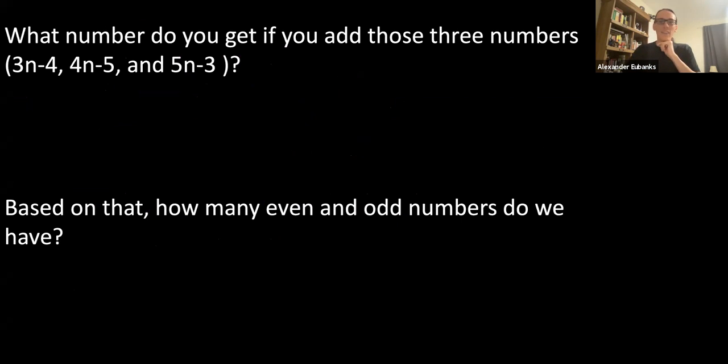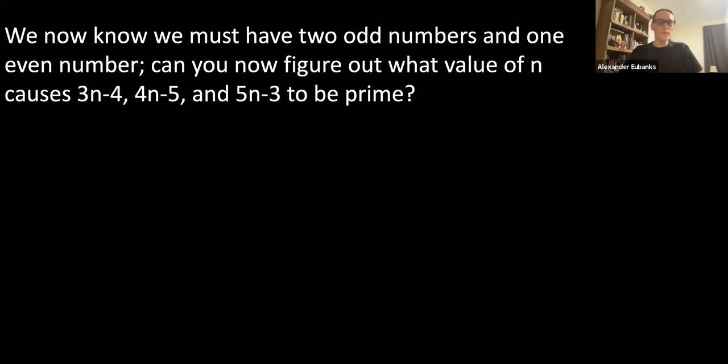So yeah, when we add those three numbers together, we get 12 times n minus 1, which means it's an even number. And we've just established that there can be one even number and two odds, not necessarily in this order. I'm not saying the first one has to be even, but one of them could be even and then the other two must be odd. That's what we figured out so far. We've now figured out that one has to be even and two of them have to be odd.